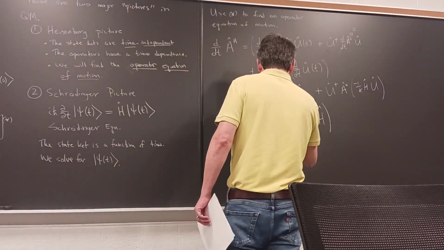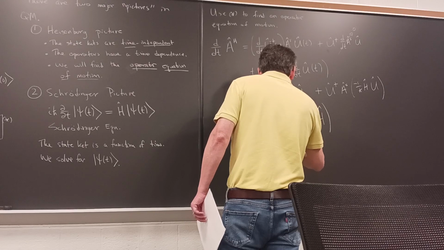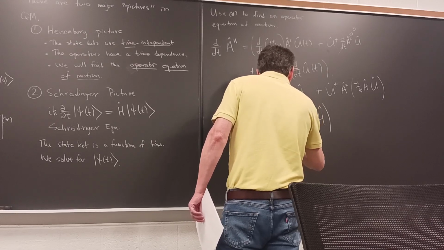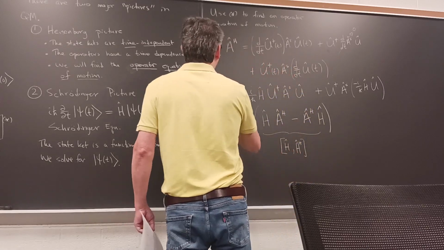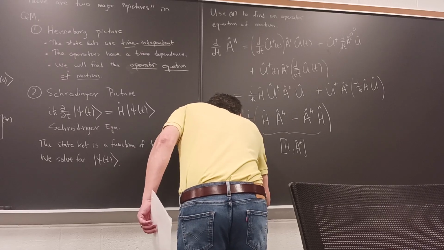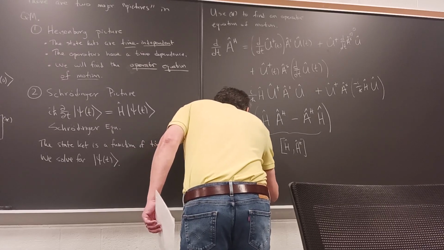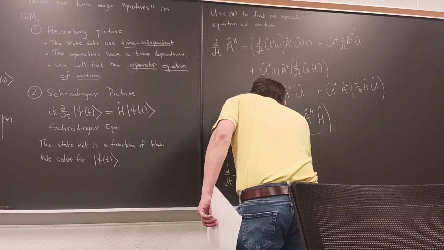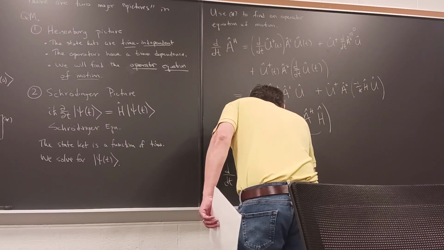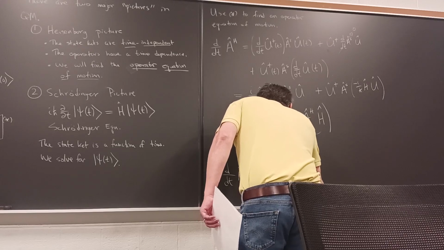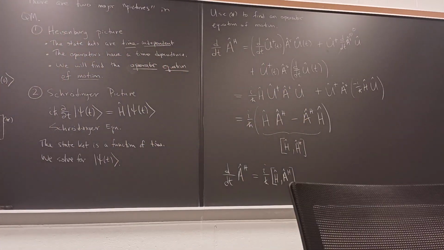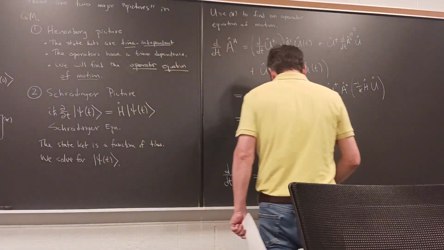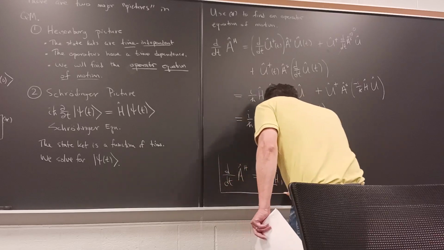But what's this? This is just the commutator of H with A hat Heisenberg. And so we have the operator equation of motion: d by dt of A hat H is equal to i over h bar times the commutator of H hat and A hat H. So that's the equation of motion of A hat, and this is what we just derived.